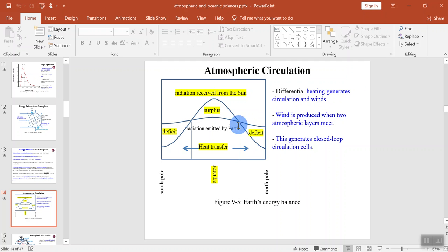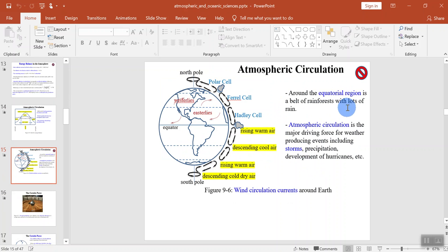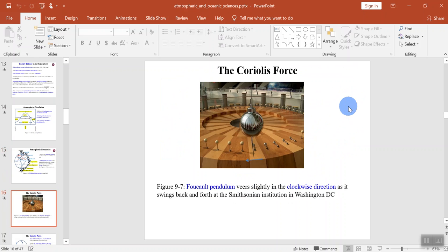Heating generates circulation in winds because of these gradients. Wind is produced when two atmospheric layers meet, like for example a high temperature and a low temperature. These generate closed loop circulation cells. Let's talk about Earth's rotation, which produces what is called the Coriolis force.